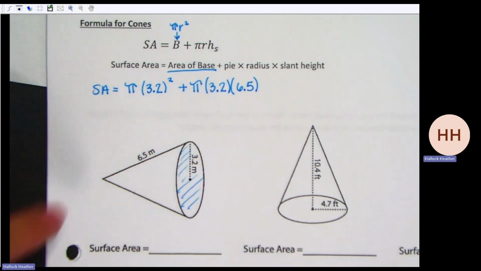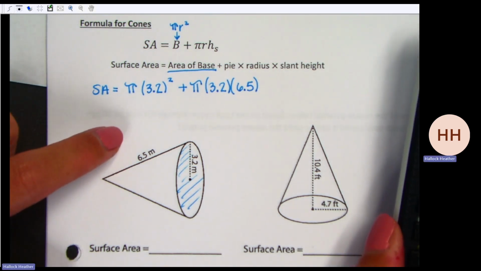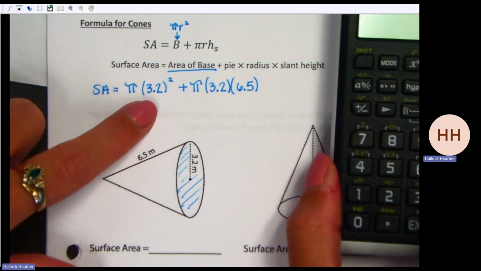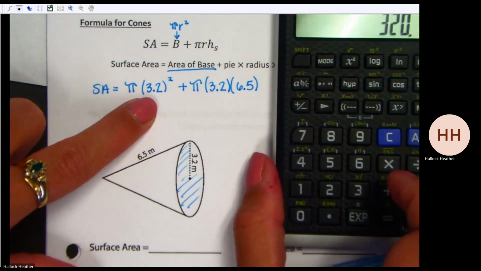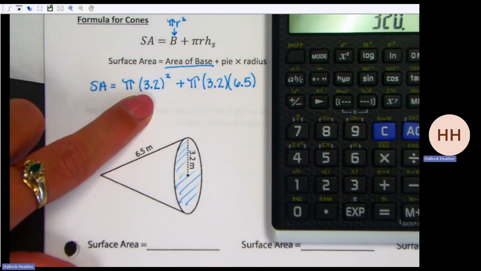No, you're using the pi button. So we're going to use the pi button. Just like on Friday, we're going to have two types of answers. We're going to have the exact answer, and then we're going to have a rounded answer.